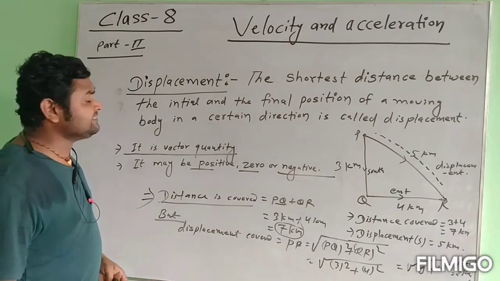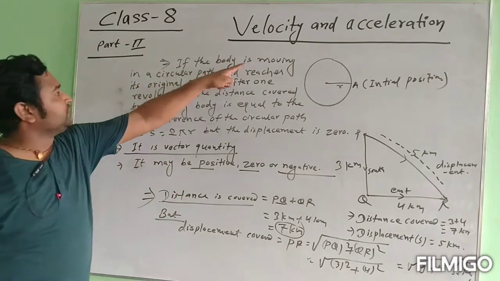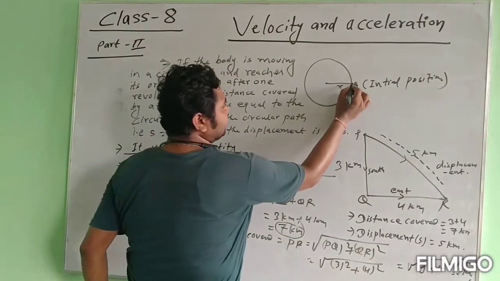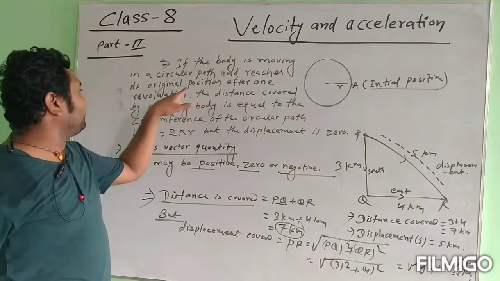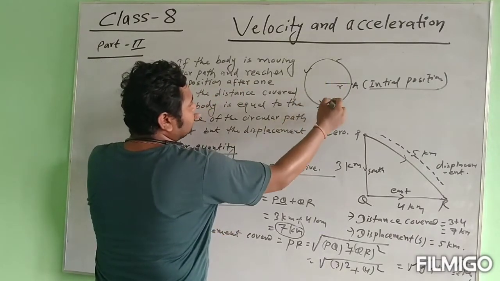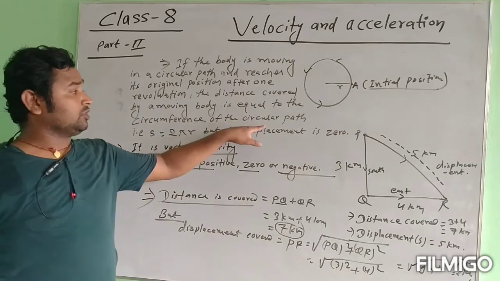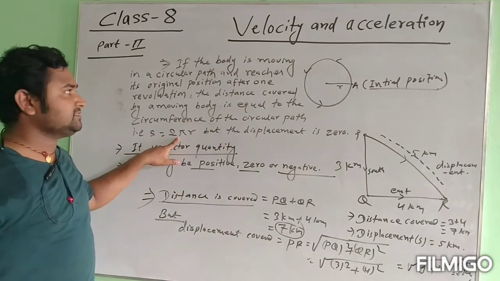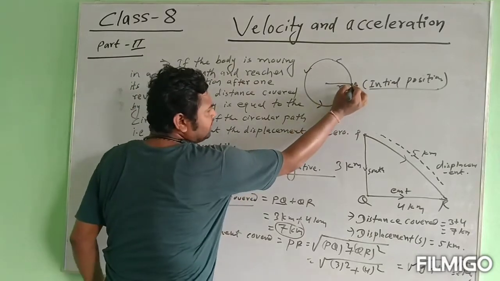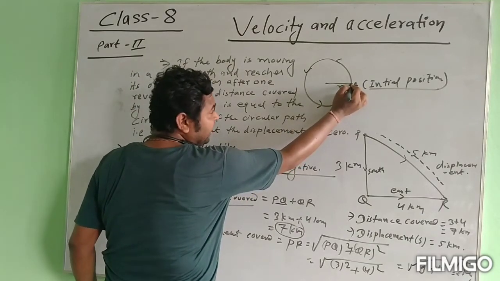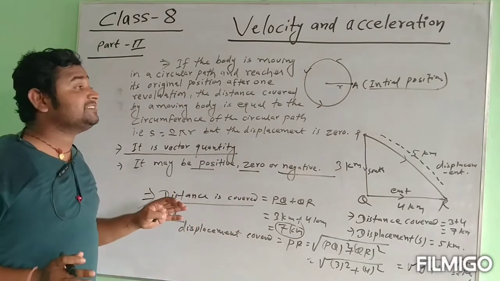Just I will show you one thing now. Here you will see. Okay, now let's see here. If the body is moving in a circular path, suppose this is the initial position. Our body is moving in a circular path and reaches the original position after one rotation. It completes one rotation and once again it reaches here. The distance covered by a moving body is equal to the circumference of the circular path, that is 2 pi r. The distance covered is 2 pi r, but the displacement is 0. How is it? Our body is moving from this initial position A, and once again it reaches the same initial position. It means it covers the distance, but the displacement is what?